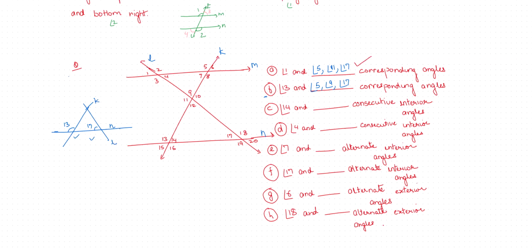Now try the next questions. So here we have to find, we are doing C. So angle 14 is here, K is the transversal and M and N are the lines. So 14 and 8, we can see that they are consecutive interior angles.